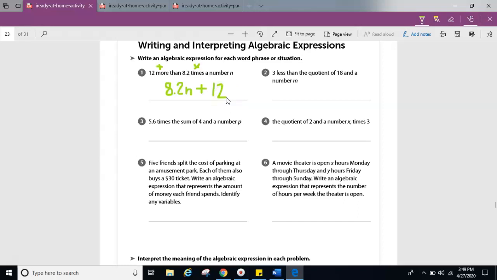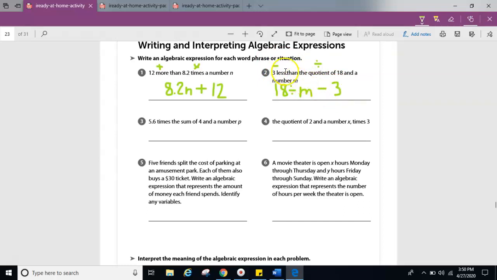Alright, let's go to number 2. And then I will do one of the word problems as well. So number 2: 3 less than, so we're going to subtract 3 from something. 3 less than the quotient. A quotient is the answer to a division problem. So the quotient of 18 and a number m. So 18 divided by the number m. So the quotient of this, and then 3 less than it. So we're going to subtract 3.